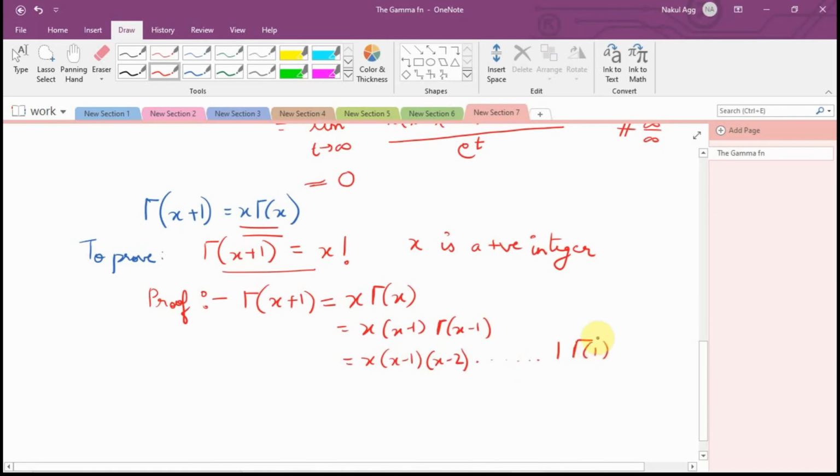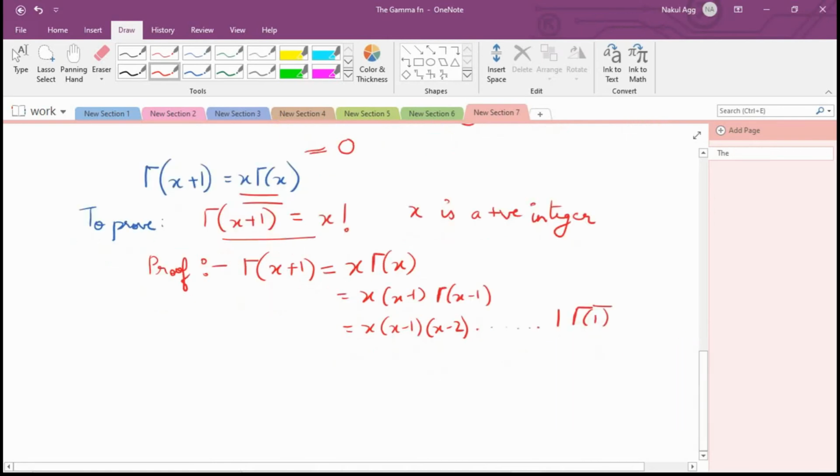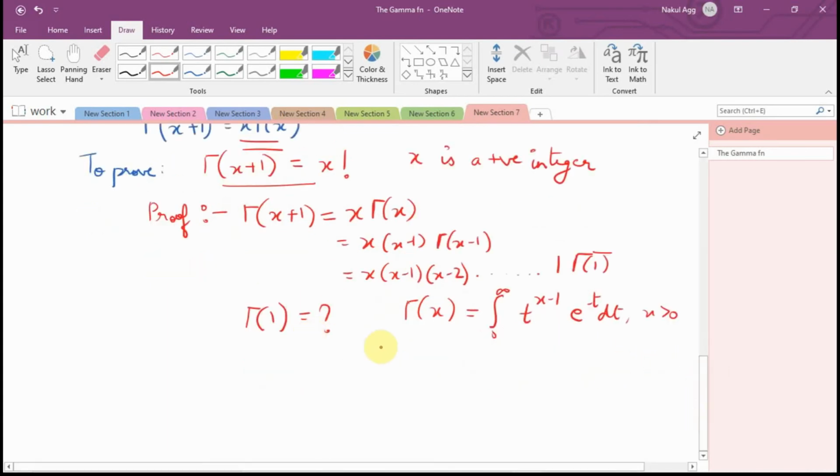then gamma of 1. But the problem with this is we have to evaluate gamma of 1, which is very simple to evaluate in the first place. So gamma of 1 is what? I will rewrite the definition of the gamma function here for clarity. Gamma of x is the integral from 0 to infinity of t raised to power x minus 1 e raised to power minus t dt, provided x is greater than 0. So when we put x as 1, this term vanishes and we have the integral from 0 to infinity of e raised to power minus t dt.